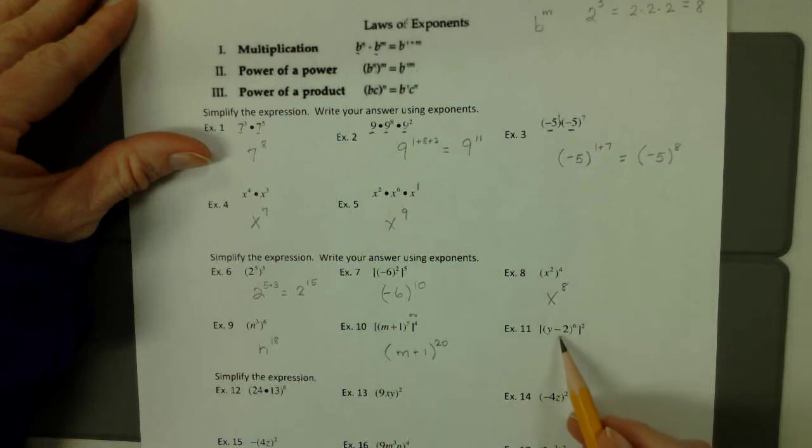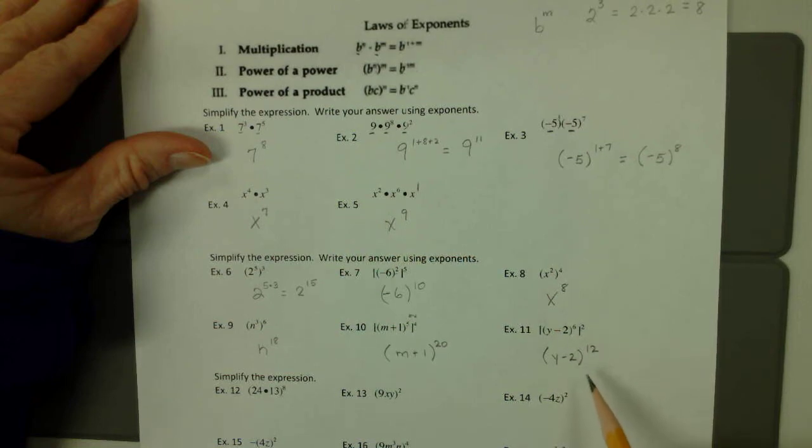And here we have a difference inside the parentheses. This difference, y minus 2, is a difference because it's subtraction. It's all raised to the 6th power, and then that's going to be raised to the 2nd power. So we have to leave the y minus 2 in parentheses, and we apply our rules. We get to the 12th power. I can't do anything more with that. I'm just going to leave my answer that way.